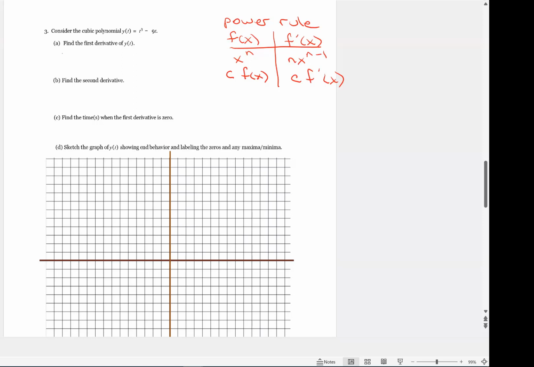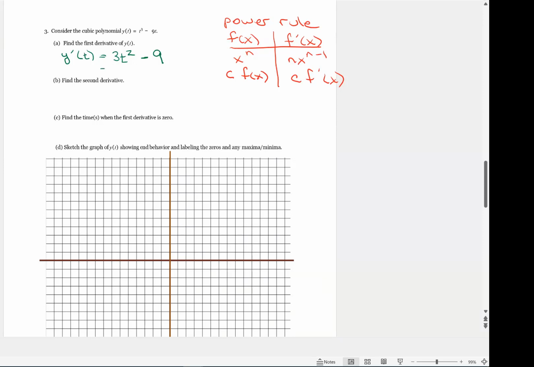Now I'm going to write y prime of t. Make sure you write it completely. I know that on the answer sheet that I gave out, I just wrote numbers down. I don't want you to do that on the test. I want you to write the derivative of y of t is equal to, and then we have the derivative of t to the third, which is 3t squared, minus the derivative of 9t, which is 9. And that's it. That's the derivative.